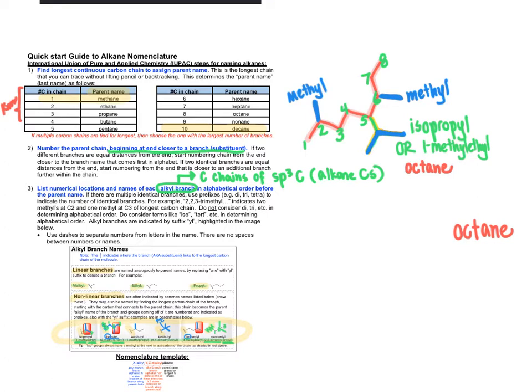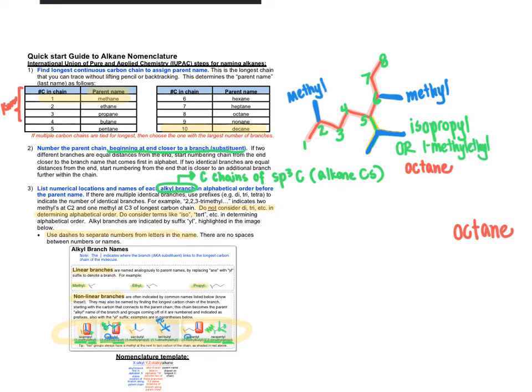When listing them in alphabetical order, we are going to be sure to not include terms like di, tri, etc. that indicate how many of that particular branch there are. We are going to consider terms like iso, etc. in determining the alphabetical order. We'll know they're alkyl branches because they'll all end in the suffix -yl. When we plug these in, we're also going to use dashes to separate numbers from letters in the name. We don't put any spaces in between numbers, letters, anything. It's just going to be a hyphenated string of words and numbers here. So octane is the parent name. We're going to go ahead and use these criteria for step 3 to fill in the rest of this.